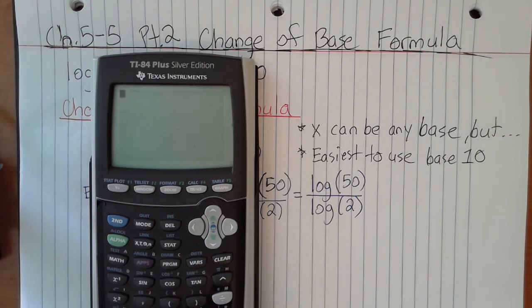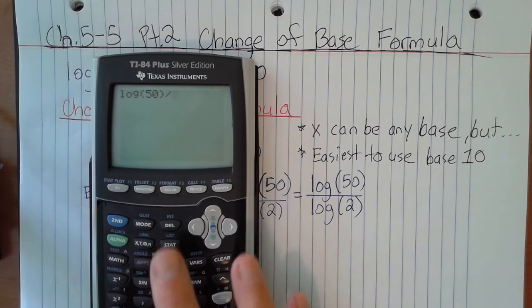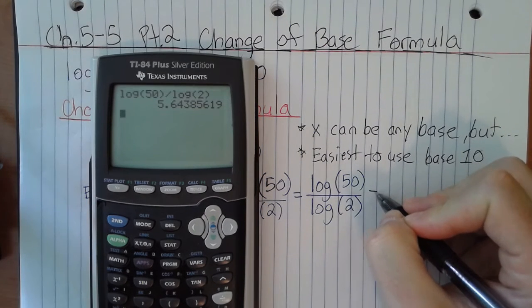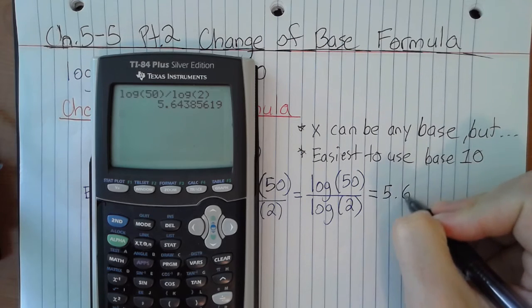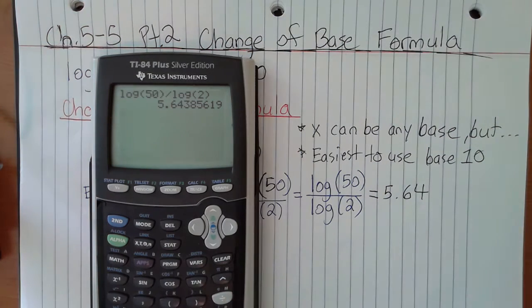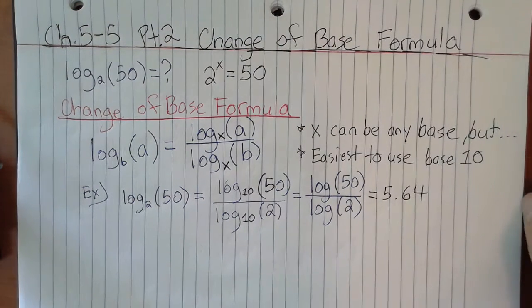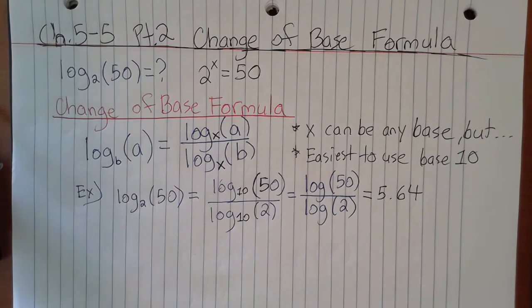So now we have log of 50 divided by log of 2 equals 5.64. And that is much closer to our estimate from earlier when we thought that 2 to the 5th power and 2 to the 6th power were on either side of 50. And now we can see that it is exactly 5.64.